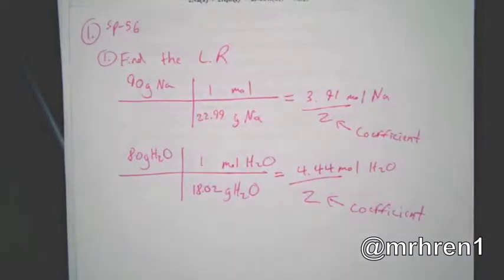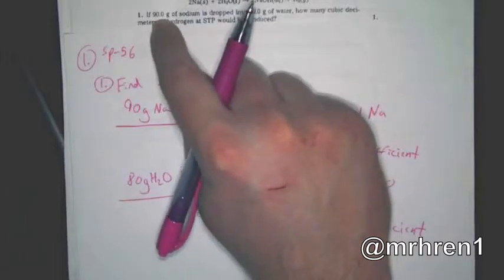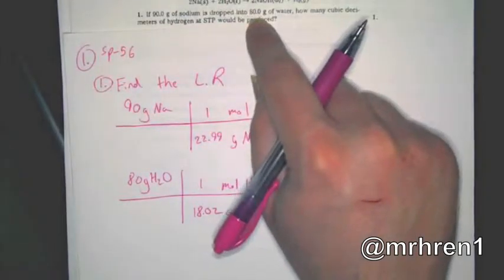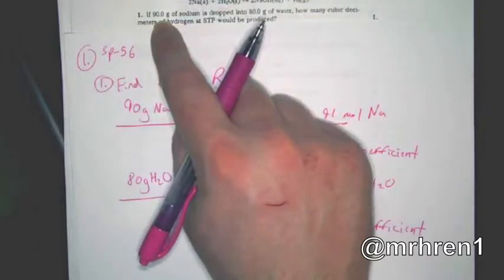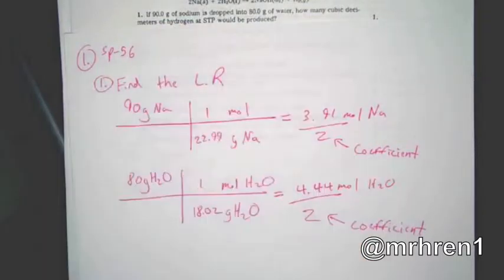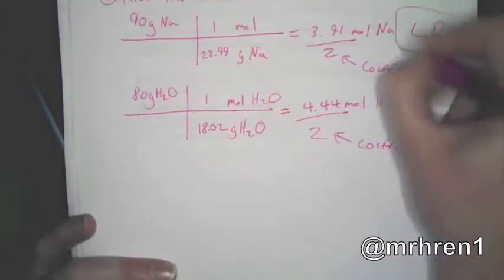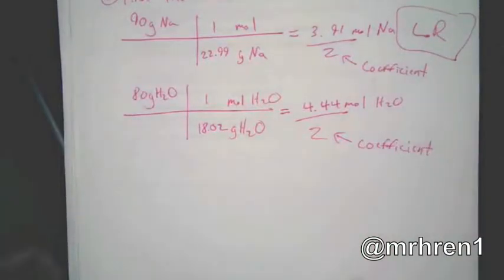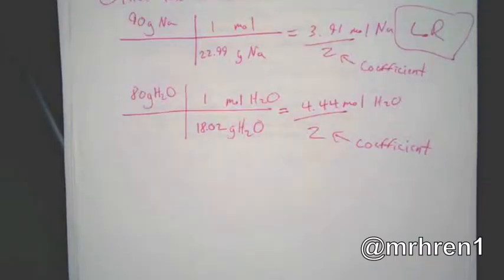But this is a good example because, in this case, you see how you have 90 grams and this is 80? Well, in this case, the bigger gram amount actually turned out to be the limiting reactant, didn't it? So this is why you can't just simply look at it and be like, oh, this one's smaller, that's it. So once you get to here, then you realize, okay, sodium is the limiting reactant. That's great. Because there's less of it. There's fewer moles, that's why.